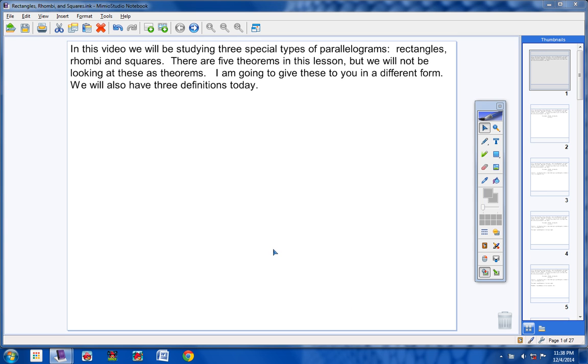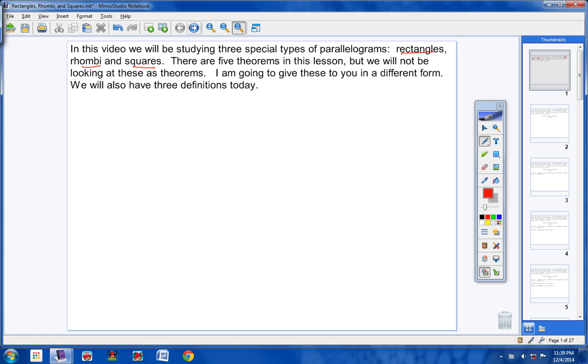We will be studying three special types of parallelograms: rectangles, rhombi, and squares. Okay, let me say that again. We are going to study three special types of parallelograms: rectangles, rhombi, and squares. There are 5 theorems in this lesson. However, we will not be looking at these as theorems. I'm going to give these to you in a different form. Okay? We will also have 3 definitions today that you will be responsible for.